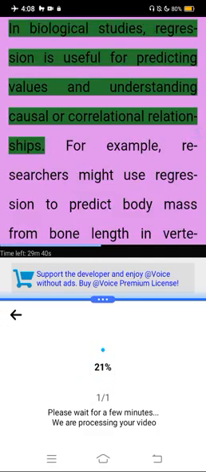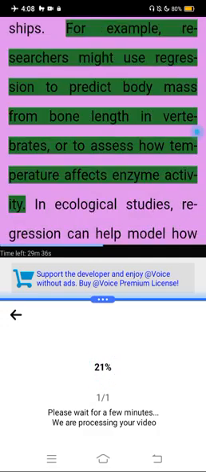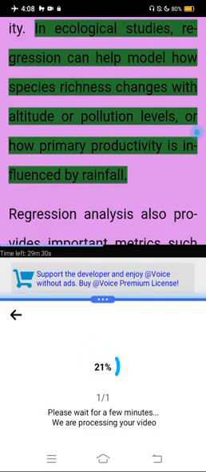In biological studies, regression is useful for predicting values and understanding causal or correlational relationships. For example, researchers might use regression to predict body mass from bone length in vertebrates, or to assess how temperature affects enzyme activity. In ecological studies, regression can help model how species richness changes with altitude or pollution levels, or how primary productivity is influenced by rainfall.